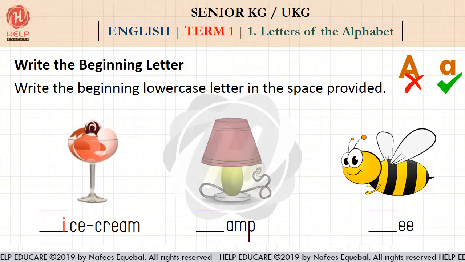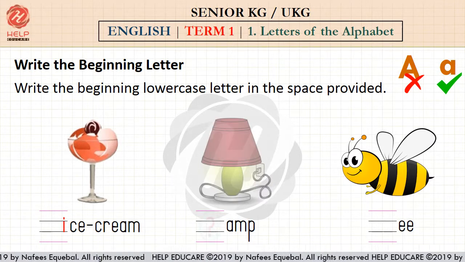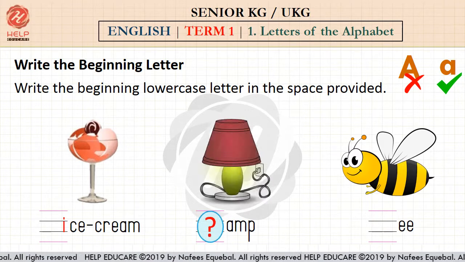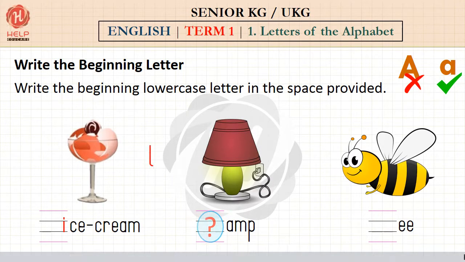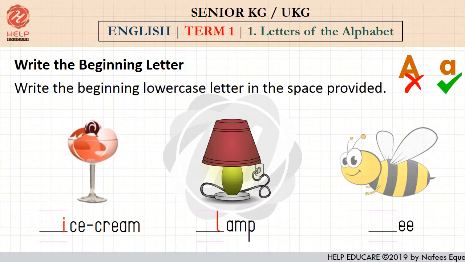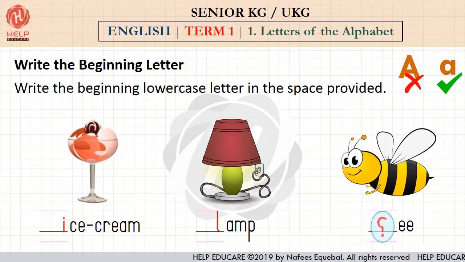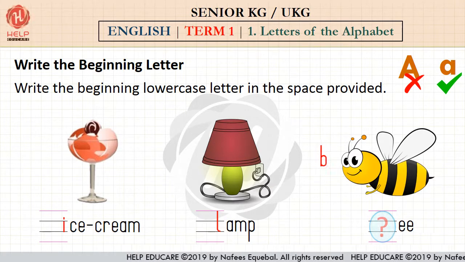Next picture is of a lamp that gives us light in the night. The beginning letter of lamp is L. Put the same. The bee gives us the sweet honey, and we spell it as B, E, E. So, put the beginning letter B for it.